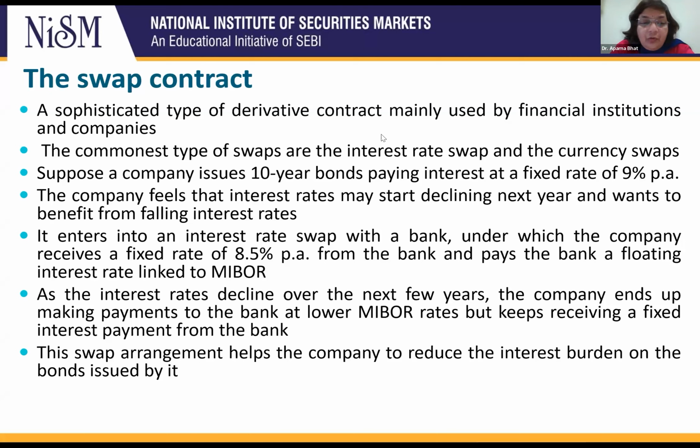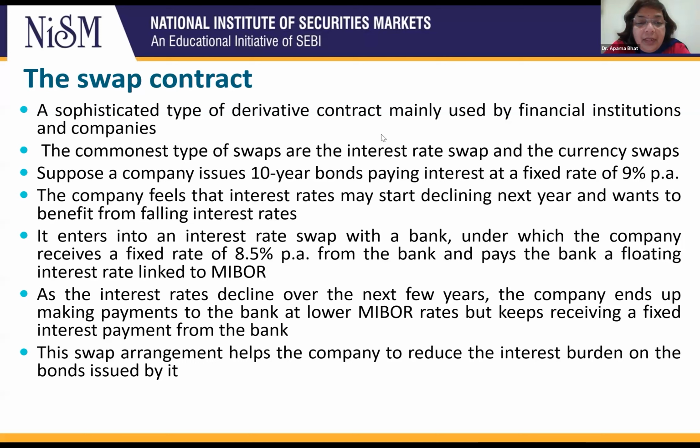What is an interest rate swap? Let's say there is a company which has issued bonds maturing after 10 years. Basically, the company has borrowed money from the public by issuing 10-year bonds, which carry an interest of 9% per annum. And this 9% is a fixed rate, right? So the bonds will pay a 9% coupon every year for 10 years till their maturity, right? So a company has issued these kinds of bonds.